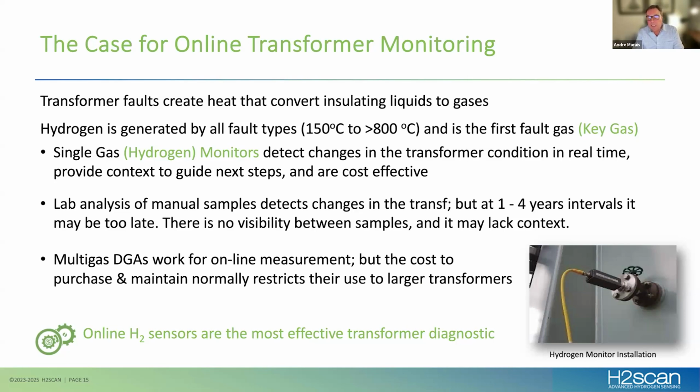It's worth mentioning that multi-gas dissolved gas analyzers, I'm talking about the online systems, they do work for online measurement. They certainly do. In fact, they provide significantly more information on the other gases. But the cost to purchase and maintain these normally restricts their use to larger transformers. So typically utility scale type sensors, whereas, as I mentioned before, the single gas monitors are particularly cost effective, especially on small transformers. And I like to think of the online hydrogen sensor as the most effective transformer diagnostic tool that you can get.